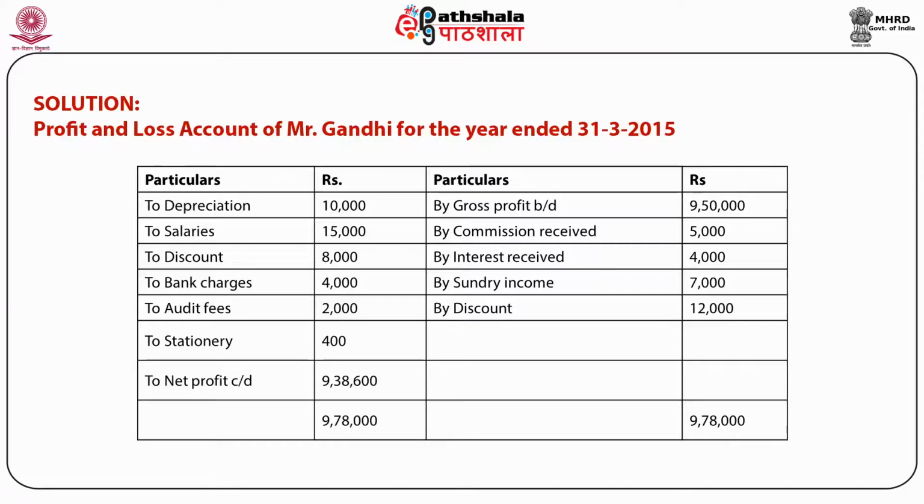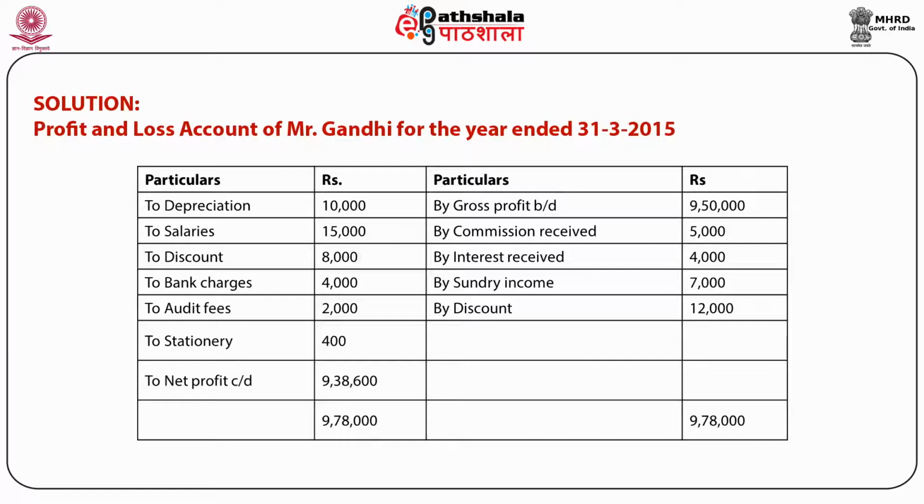After that, all expenses which are indirect in nature, such as depreciation, salaries, discount, bank charges, audit fees, stationery, are shown on the debit side of the profit and loss account. All these expenses are indirect expenses. These do not include direct expenses, because direct expenses are shown on the debit side of the trading account. Only the nominal accounts which are indirect in nature are shown in the debit side of the profit and loss account.